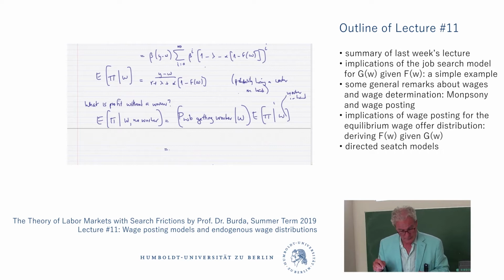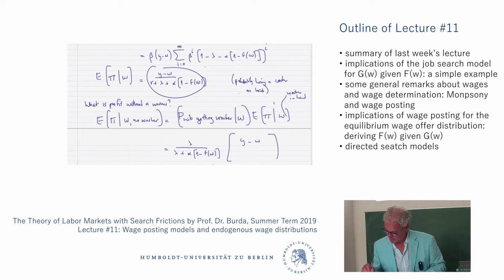So the answer is going to be lambda times lambda plus alpha times 1 minus F of w. So that's the probability of just getting any, if you're given a wage policy, just the chance of getting an arrival that will accept. Okay, it could be someone coming from somewhere else in the wage distribution, or it could be someone coming from unemployment, and then the profitability, which we just derived up here, y minus w divided by r plus lambda plus alpha times 1 minus F of w.